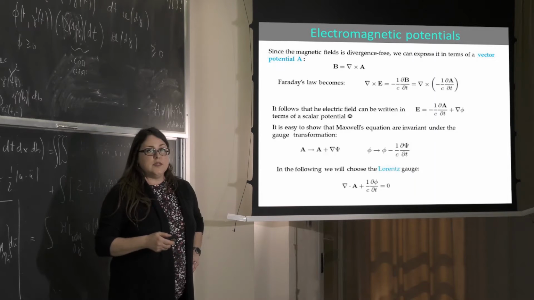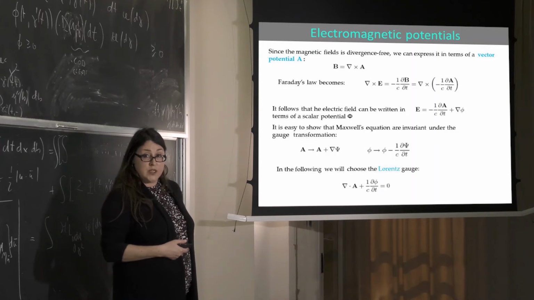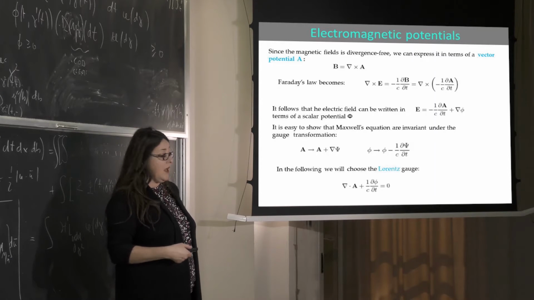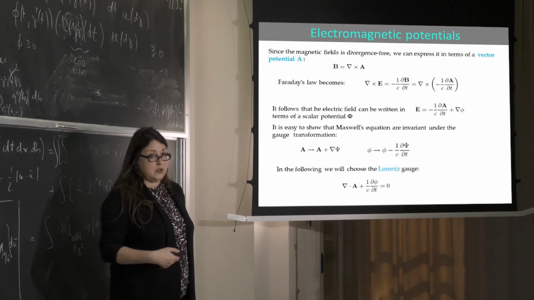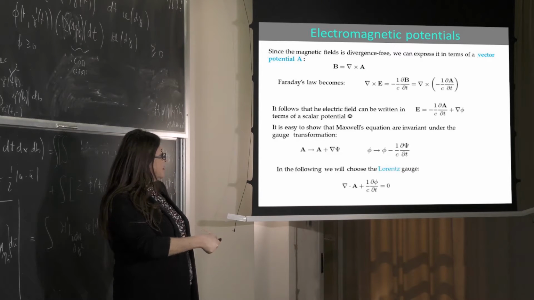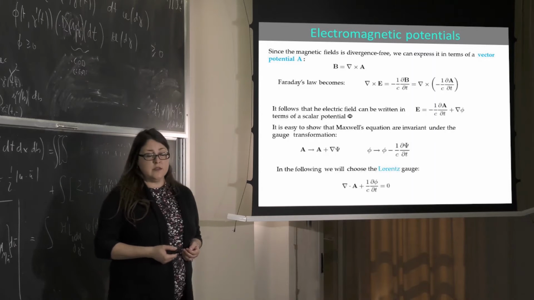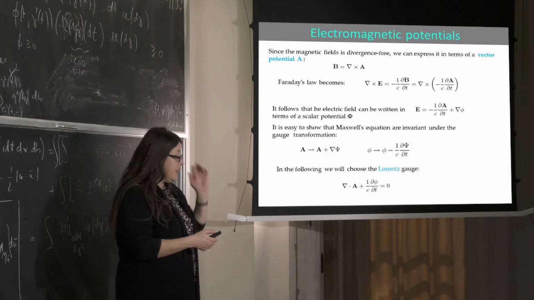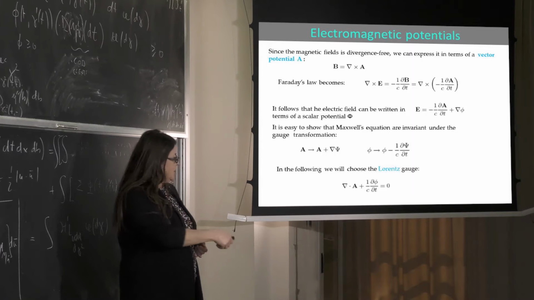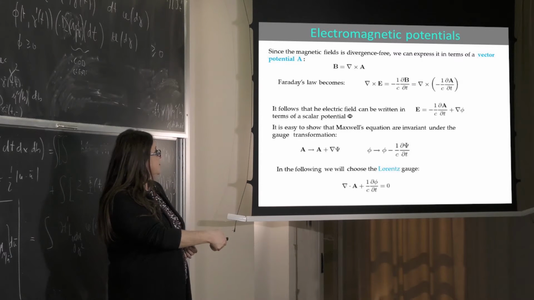It is easy to show that the Maxwell equations are invariant under a gauge transformation of the two potentials. The gauge transformation is represented here. This allows us to use this degree of freedom conveniently, and we can choose the Lorentz gauge, which is this relation between the two potentials.